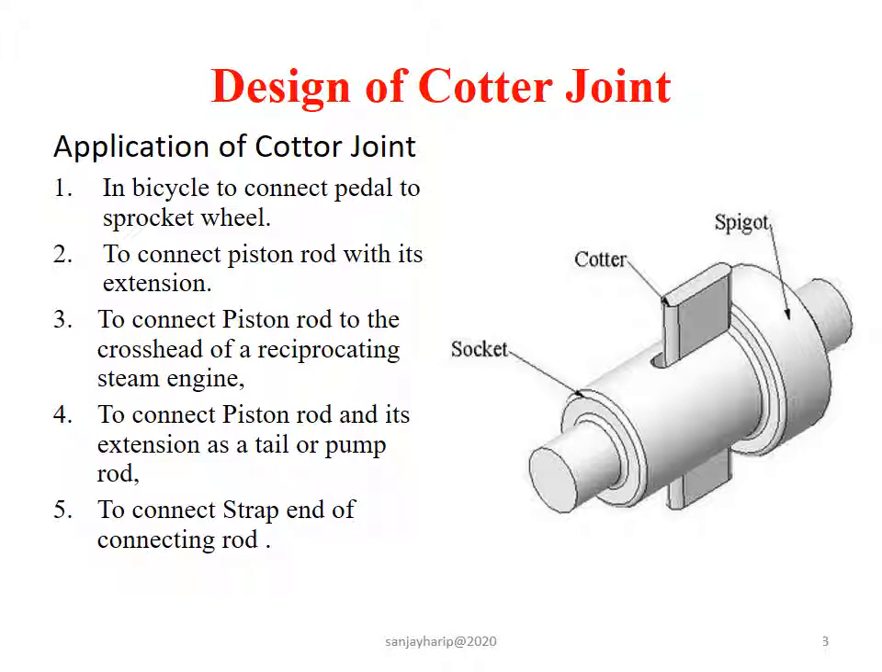As shown in the slide, the picture is of Cotter joint. What is Cotter joint? Where is it used? Cotter joint is used in bicycle to connect pedal to sprocket wheel. Cotter joint is used to connect piston rod and its auxiliary parts. Cotter joints are popular to connect strap end of connecting rod.